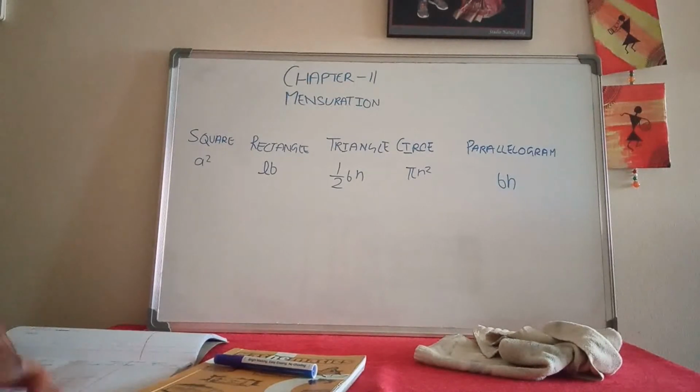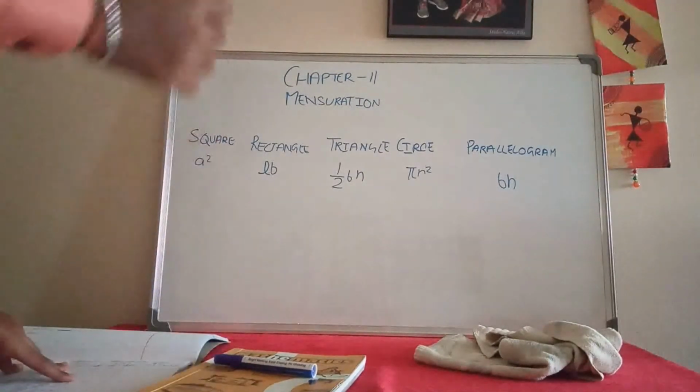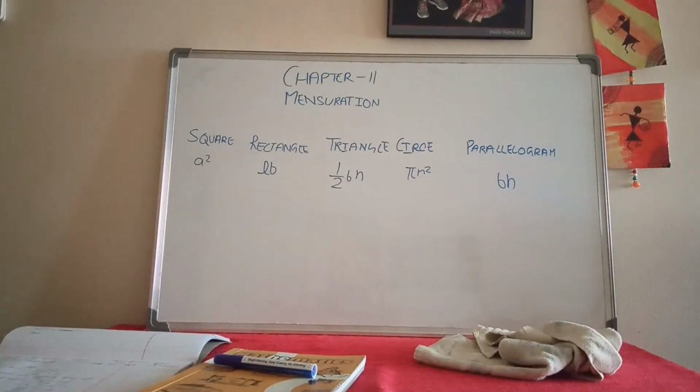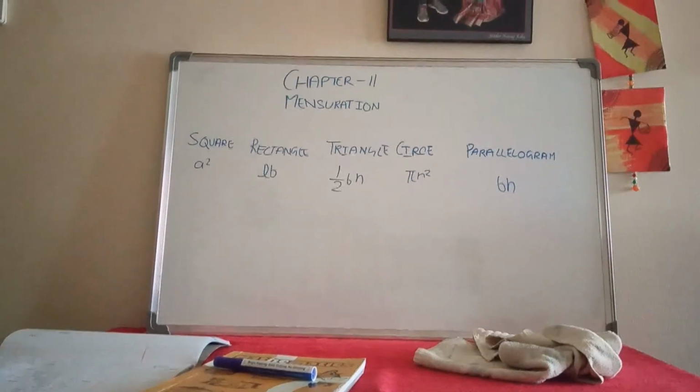Circle is pi r square, that is 22 by 7 or 3.14 into the radius square. And parallelogram in the last is base into height. So we multiply the base of the parallelogram with the height. Now we'll be seeing about semicircle.